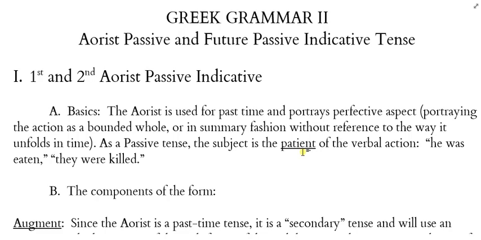And you remember that's the kind of portrayal of the verbal action where it's the summary, sort of snapshot, bounded whole view without respect to its unfolding in time. So the continuous aspect idea is not present with the aorist. Because we're dealing with passive tenses here, the first and second aorist passive, the subject is the patient. That is, the subject is not performing the action, but the subject has the action done to the subject, okay? So verbs like he was eaten and they were killed. Good, wholesome things to do.